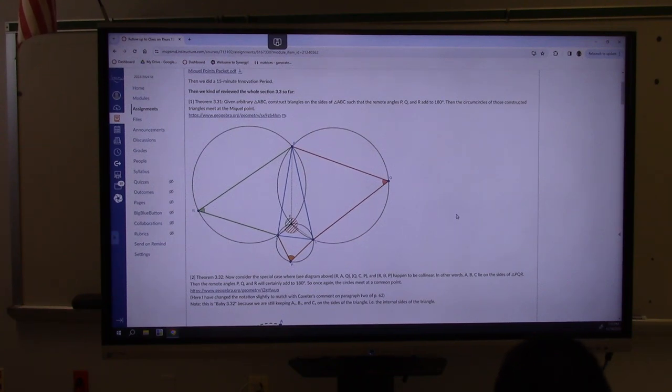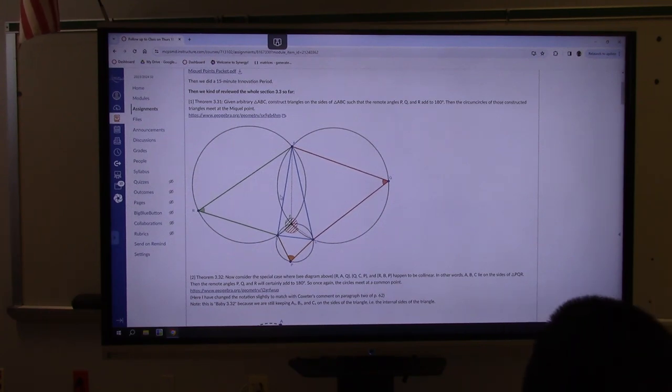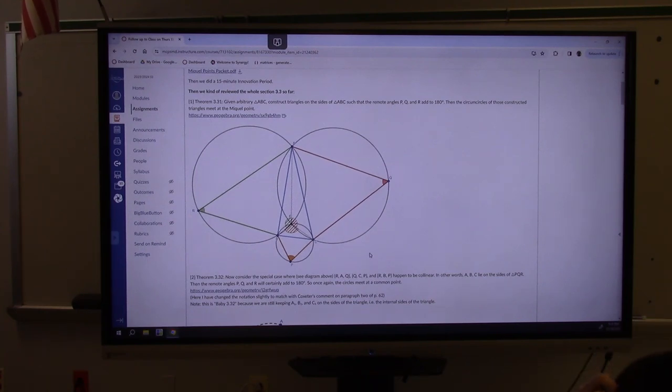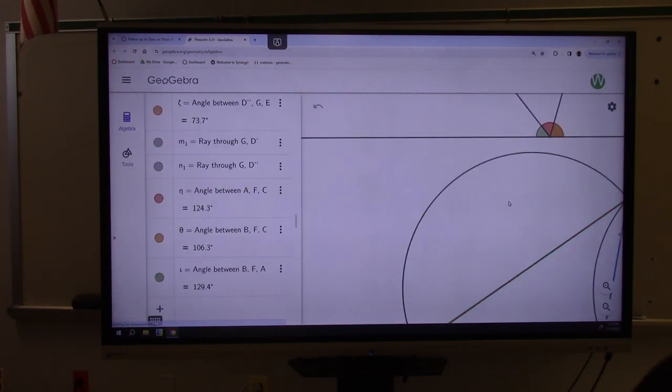All right, so first of all, there's the original diagram. The original basic diagram that we've talked about 10 times, but let's talk about it one more time, is that if you give me an arbitrary triangle ABC and you construct triangles on the sides of ABC such that the remote angles add up to 180, then the three circles all meet at this point F. And we can just do the argument one more time.